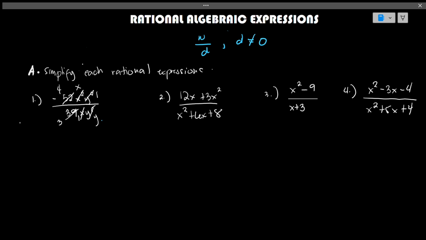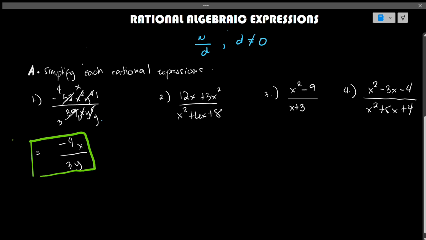And the next step that you need to do is to write all of the remaining terms in your rational expression. So we have here negative 4x times 1, so there's no need for us to write 1, all over 3y. And that will be your final answer.